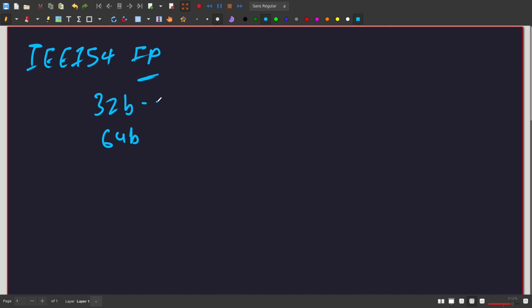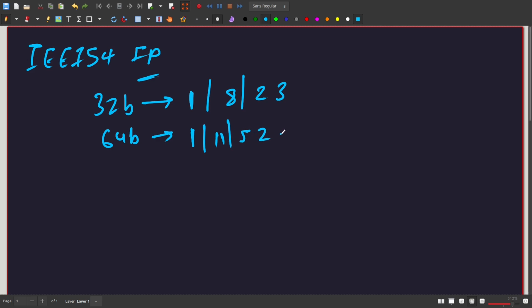The 32 bits are divided into three parts. You have 1 bit for the sign, 8 bits for the exponent, and 23 bits for the mantissa. For the 64-bit you have 1 bit for the sign, 11 bits for the exponent, and 52 bits for the mantissa, right? So sign, exponent, and then mantissa.